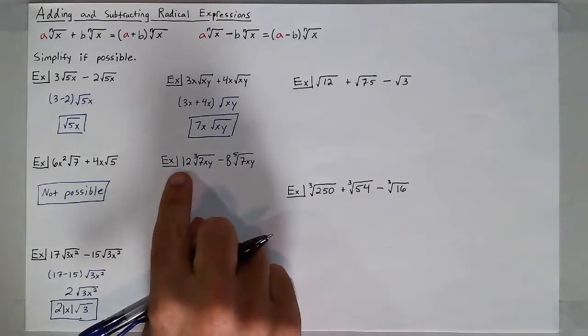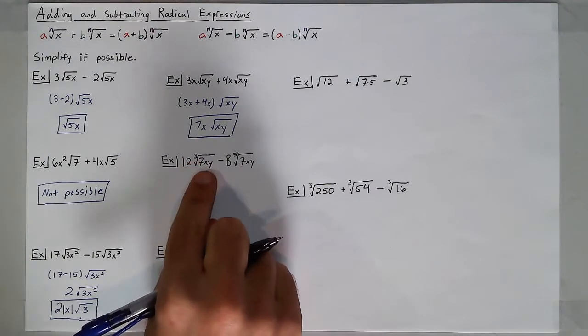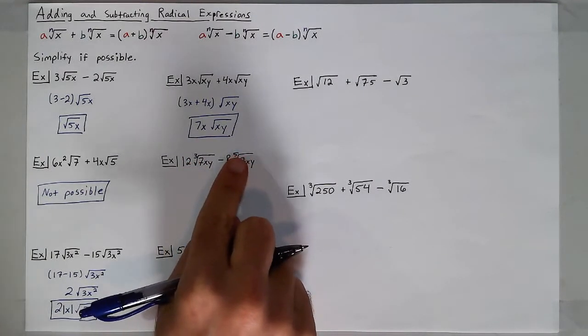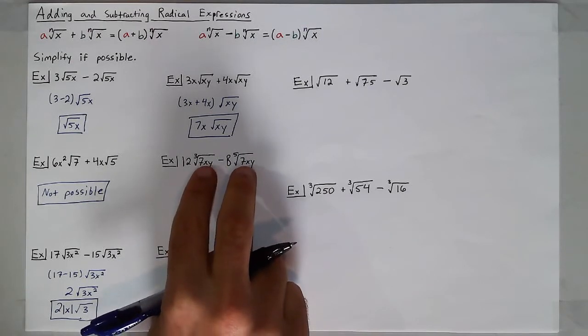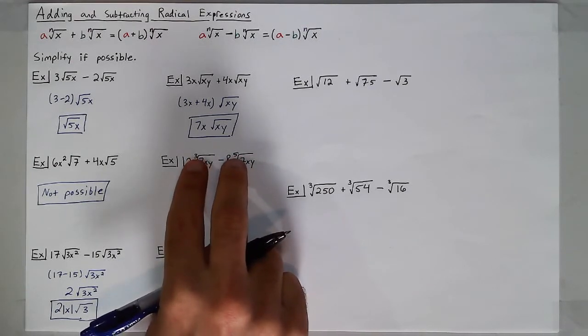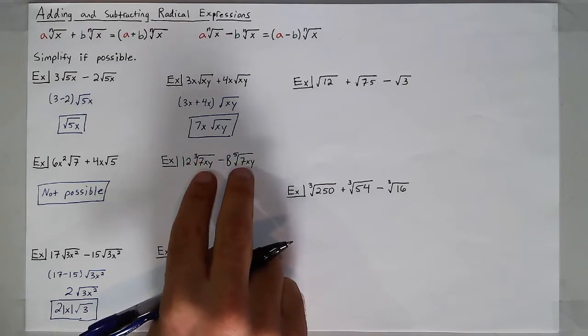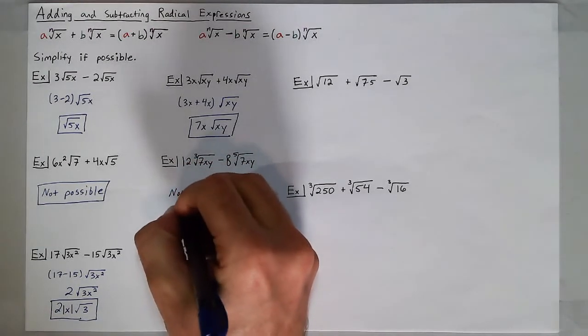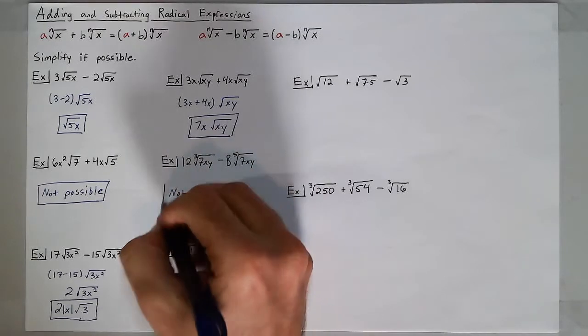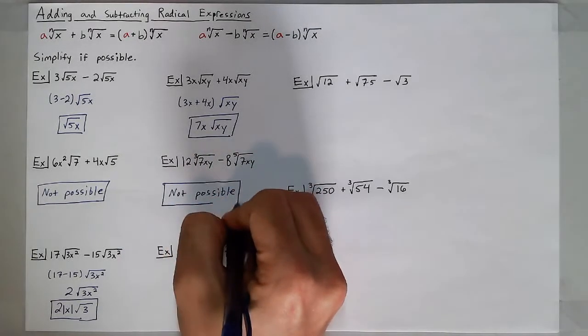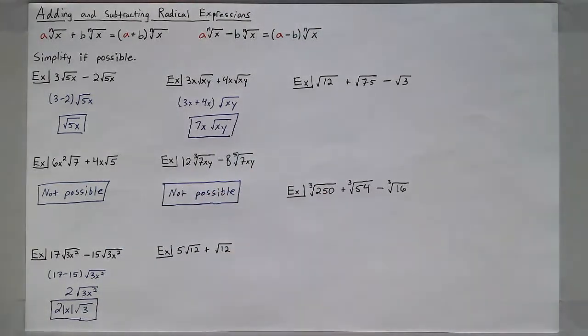Next up, we have 12 cube roots of 7xy minus 8 fifth roots of 7xy. Now, while the radicands are matching, the fact that the indices are not matching means that we cannot combine these any further. So this is not possible, because the indices, the 3 and the 5, do not match.